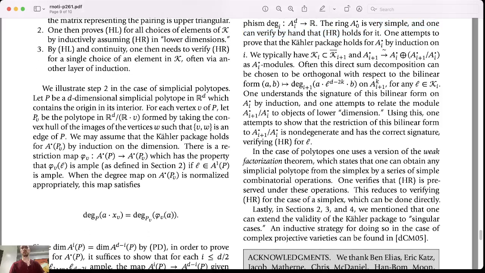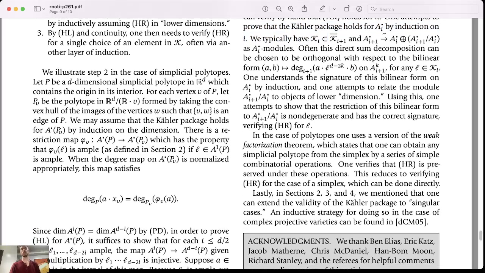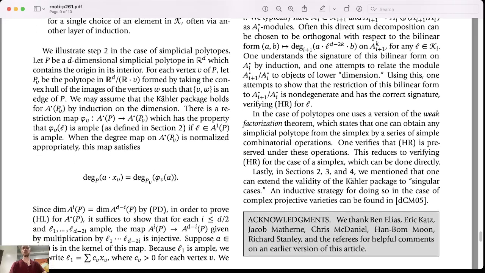One attempts to prove that the Kähler package holds for A_i^• by induction on i. We typically have K_i subset the closure of K_{i+1}, and A_{i+1}^• is isomorphic to A_i^• direct sum A_{i+1}^• mod A_i^• as A_i^•-modules. Often this direct sum decomposition can be chosen to be orthogonal with respect to the bilinear form, where small a, small b maps to degree_{i+1} of small a times L^(d-2k) times small b, on A_{i+1}, for any L in K_i.